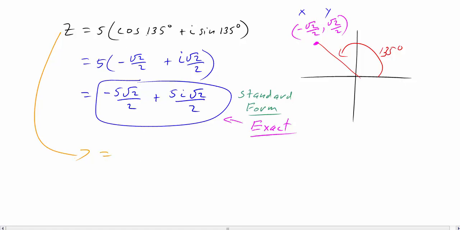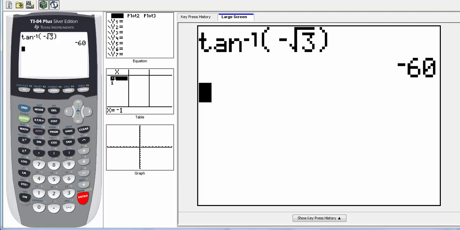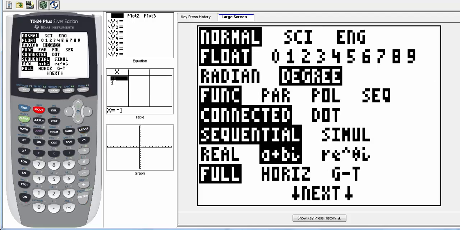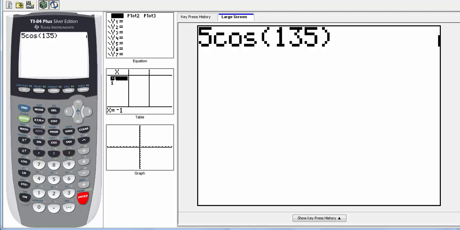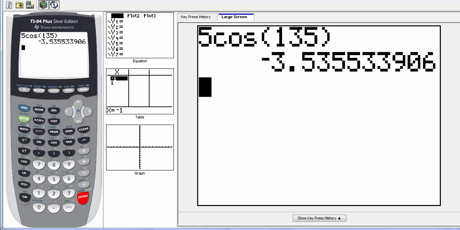We could have said 5 cosine of 135. Just make sure again that our calculator is in degree mode. And if I said 5 cosine of 135 degrees, notice here we would get a negative, and I'm just going to round this, negative 3.53.